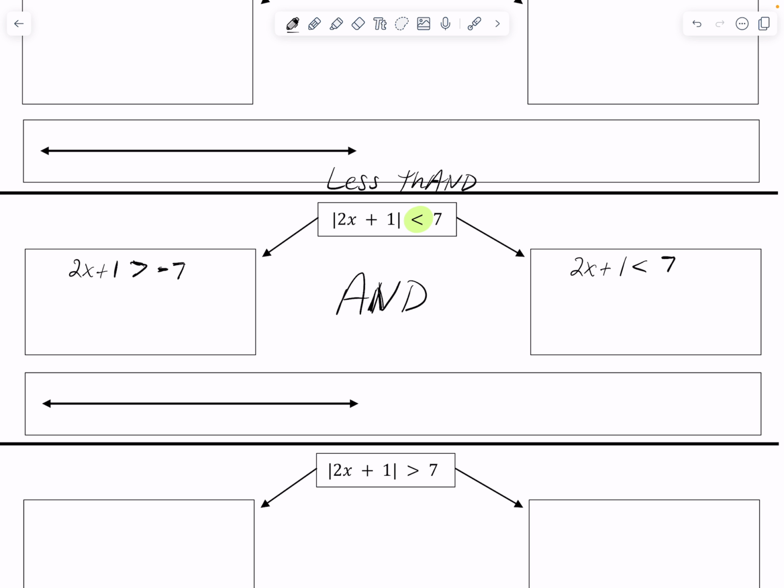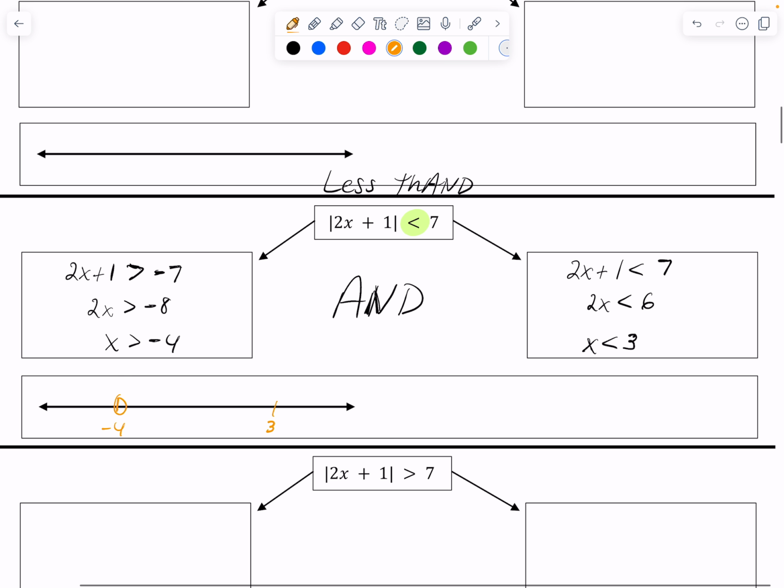All right, now we solve. Move that 1 over with subtraction, you get 6, so x is less than 3. The other side here, move that 1 over with subtraction, you get negative 8, so x is greater than negative 4. So now when I graph this, I'm going to have points at negative 4 and 3. These are open circles because you'll notice the symbols don't have or equal to underneath.